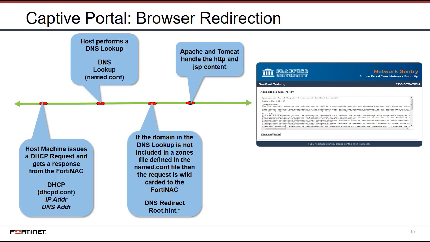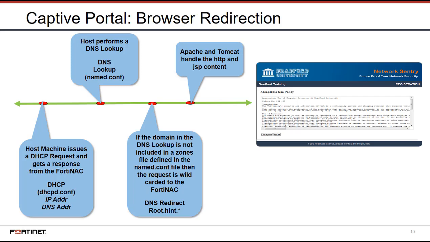And the Fortinet is the DHCP server. So that first point, starting on the left of this timeline, is the Fortinet hands back an IP address appropriate for the isolation network that this host is in. It also hands back a DNS address, and that DNS address is itself. So the Fortinet says, I am your DNS server.